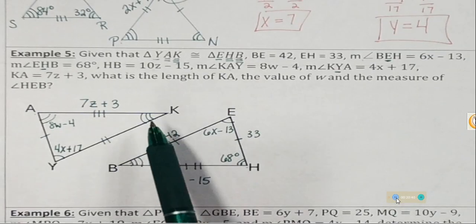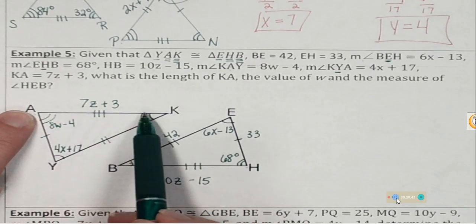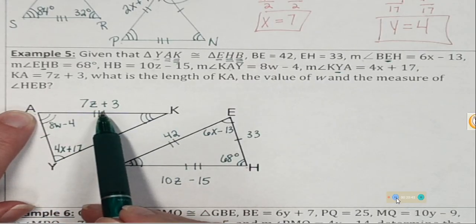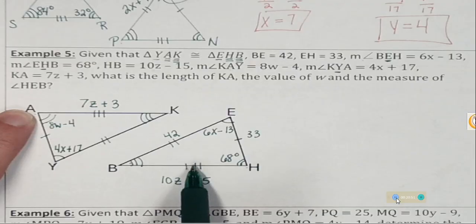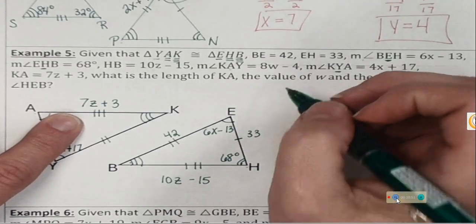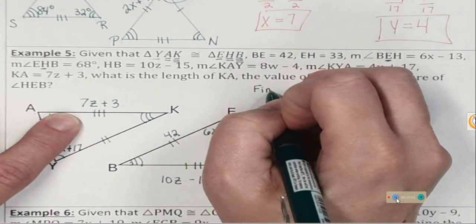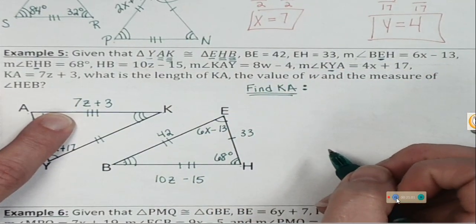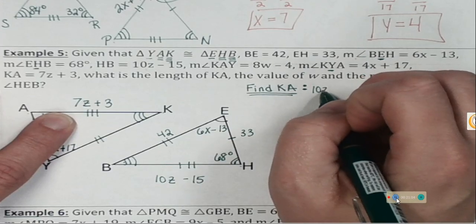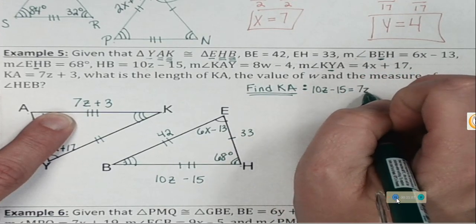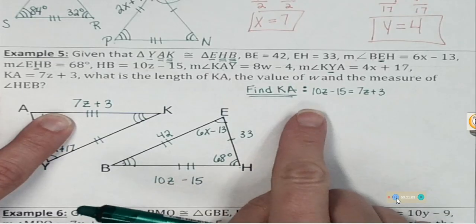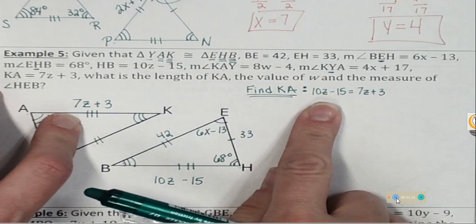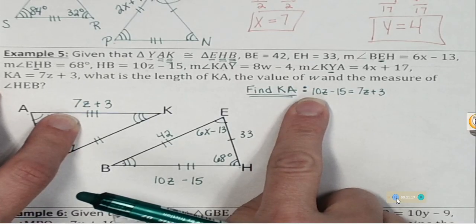Find KA. Here's KA. KA is 7Z plus 3. That is the third side. What is the third side equal to in the other triangle? 10Z minus 15. So I'm going to set those equal. The first thing I've got to do to find KA is take those 2 sides and set them equal to each other. And I'll be honest, why do you think I put 10Z on the left instead of the right? Because when I move it over, it's going to stay positive. If you put 7Z over here, that's totally fine.